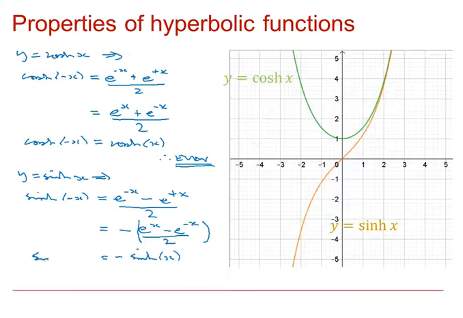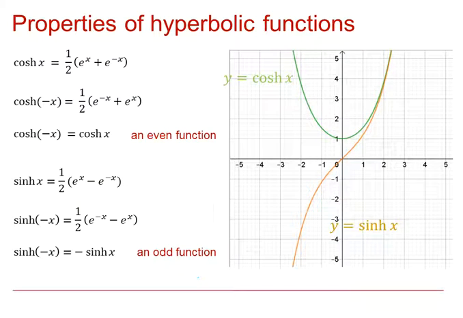And we started off with sinh of minus x. So sinh of minus x is the negative of sinh x, which is the definition of an odd function, which means that sinh x is an odd function and has rotational symmetry about the origin. So these are important properties to be aware of.